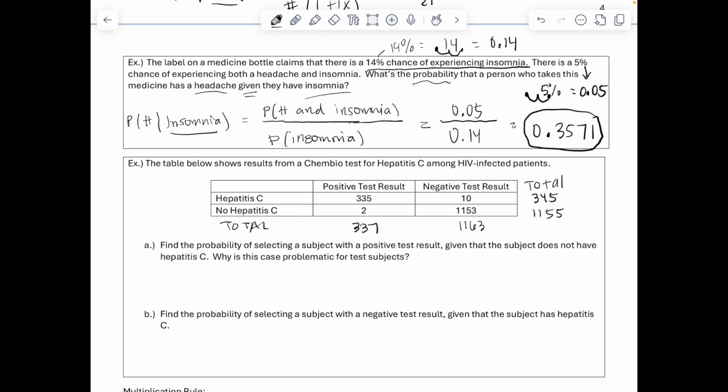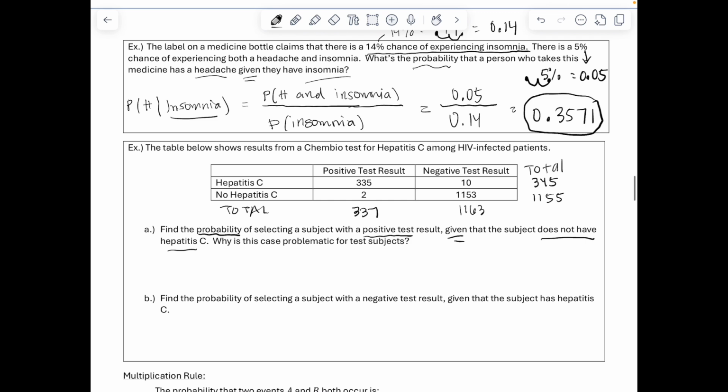So part A says find the probability of selecting a subject with a positive test result given that the subject does not have hep C. So it does not have hepatitis C. And it says, why is this problematic? So we'll talk about that in a moment. But first, the probability that they have a positive test given they do not have hep C.